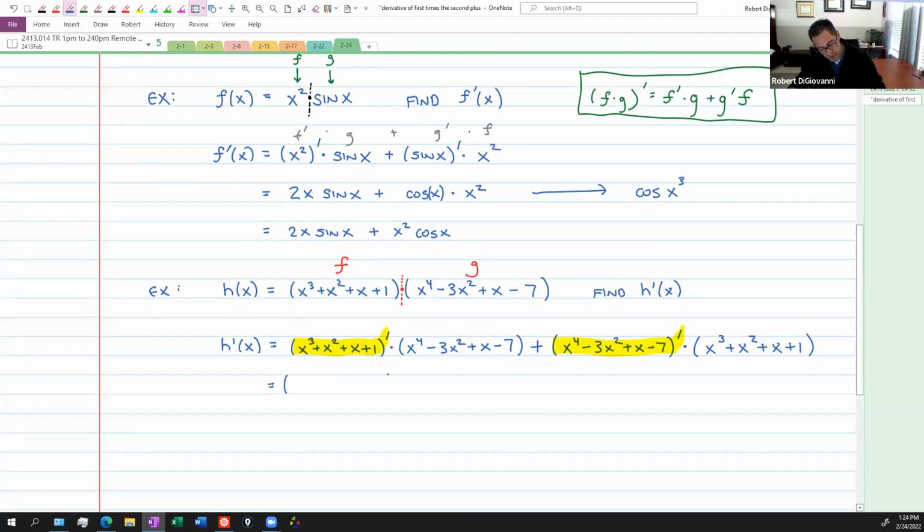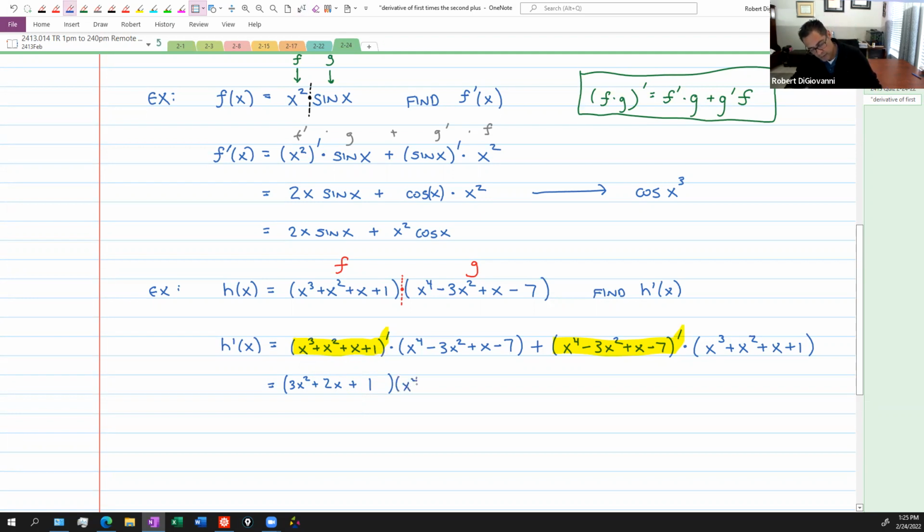In parentheses, the derivative of this should be 3x squared plus 2x plus 1. And that's from last class. I'm applying the power rule on those. 3 comes out, subtract 1 from 3, you get 2. 2 comes out, subtract 1 from 2, you get 1. The derivative of x is 1, and the derivative of 1 is 0 because it's a constant.